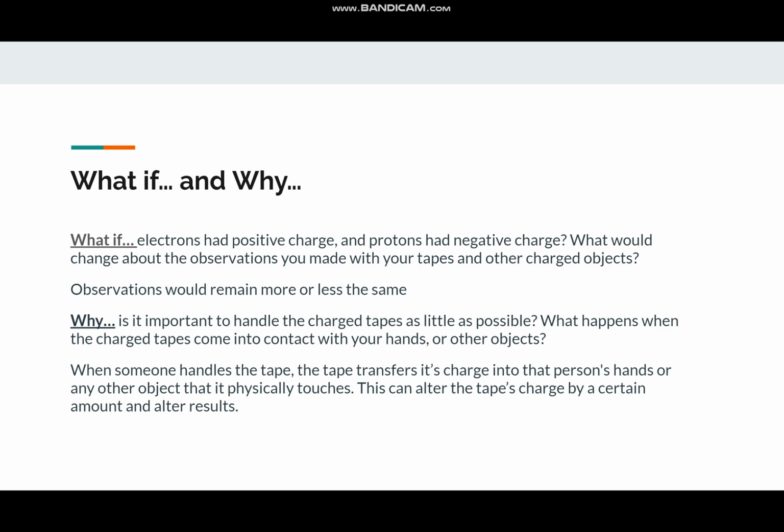But why is it important to handle these charged tapes as little as possible? What happens when the charged tapes come into contact with your hands or other objects? Well, when somebody handles the tape, it transfers its charge into that person's hands or any other object that it physically touches. This can alter the tape's charge by a certain amount and alter results.